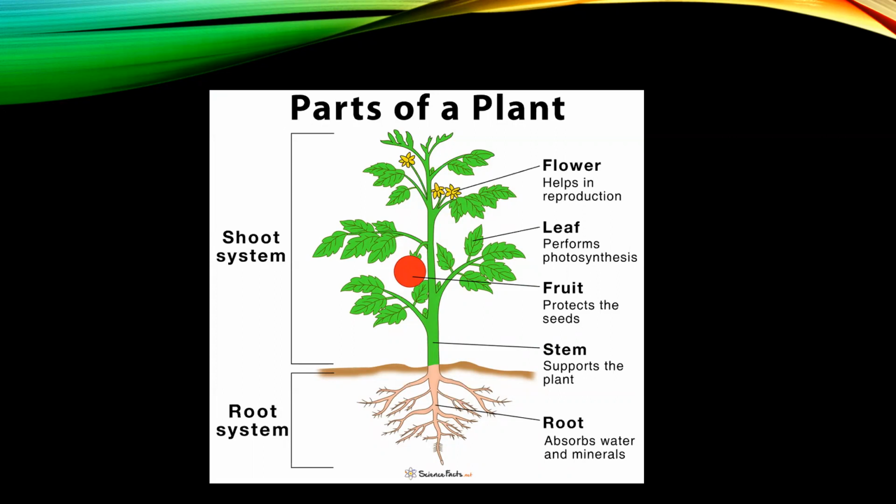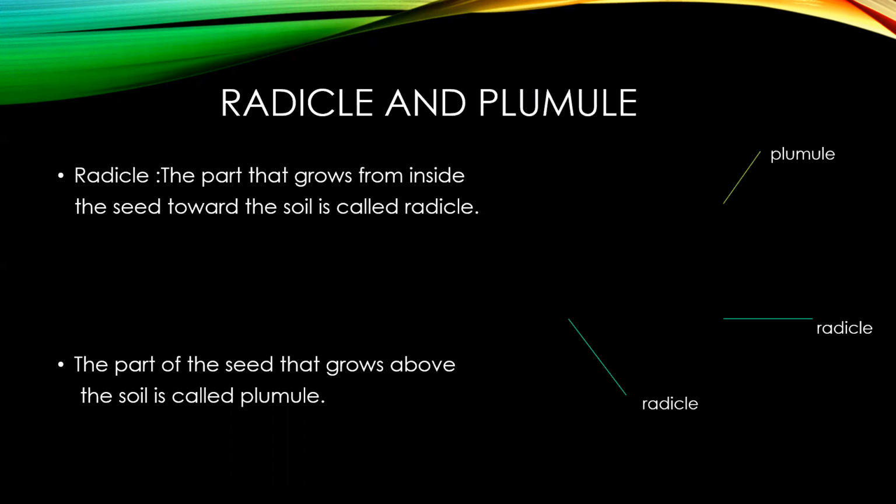In the shoot system, the different parts of the plant are stem, which supports the plant, fruit, which protects the seeds, leaf, which performs photosynthesis, flower, which helps in reproduction. The root system consists of roots which absorb water and minerals. Now we are going to study in detail about each and every part of the plant. So let's first start with radicle and plumule.